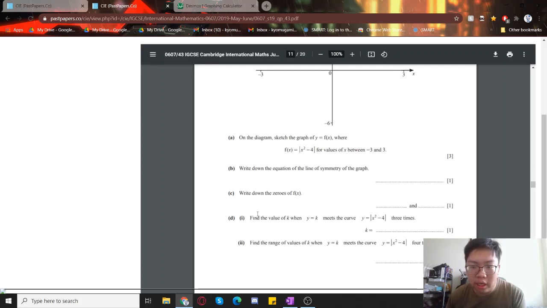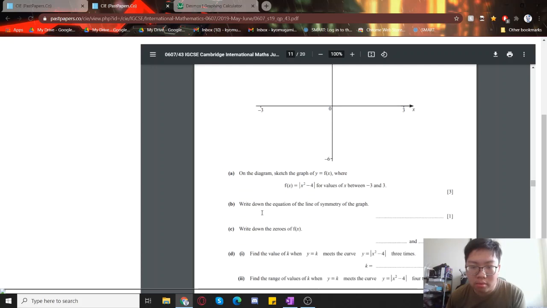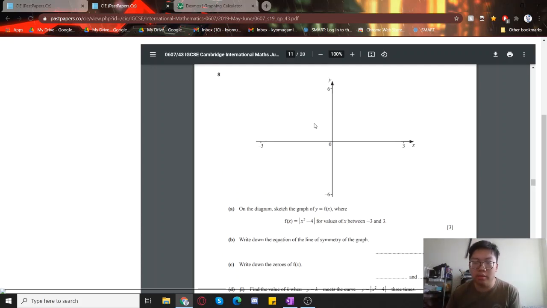Value of k. Interesting. Oh wait, no. The roots should be fine. Well, okay. So that's interesting. Previously, of course, we assume that it's like this, but it's actually like this. But it doesn't change our answer that much. So it's going to be like this. I'll plot it out for you.